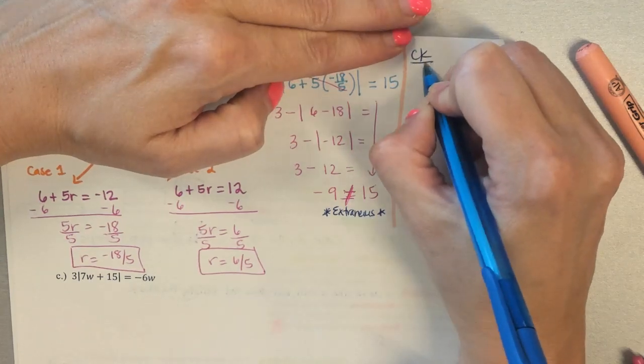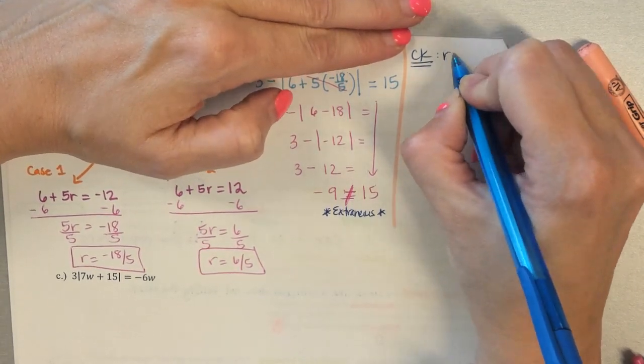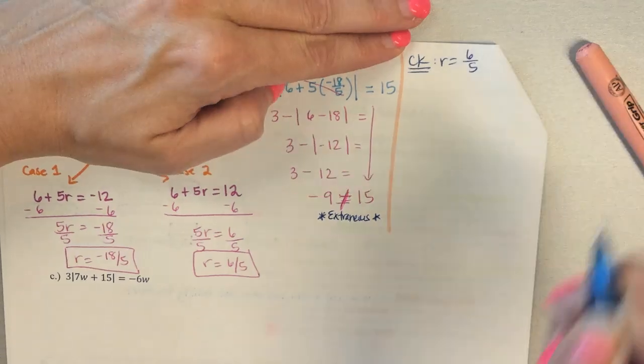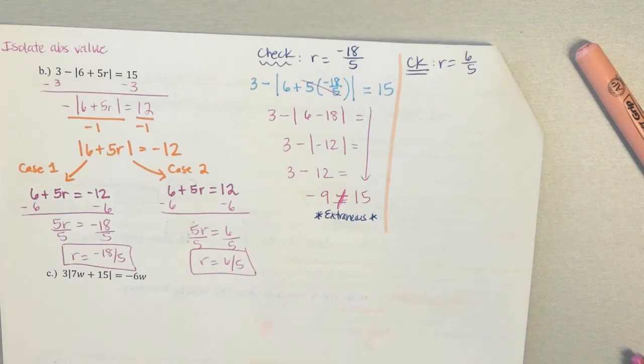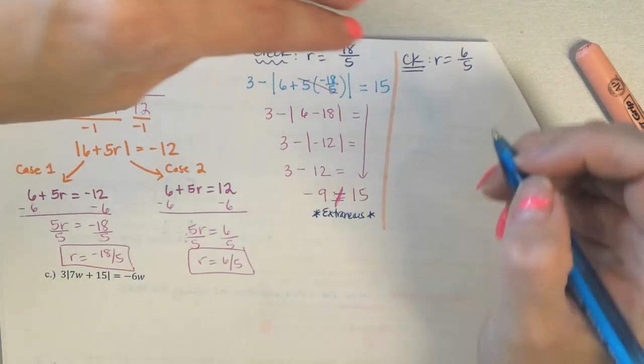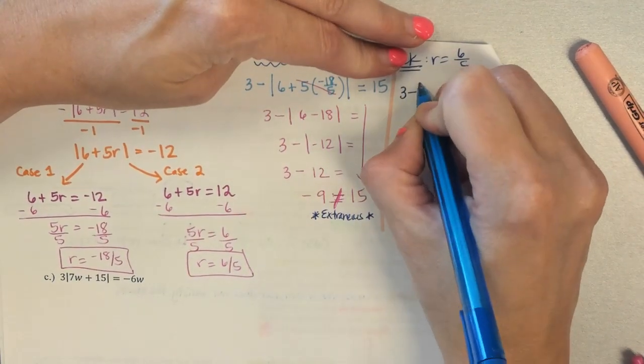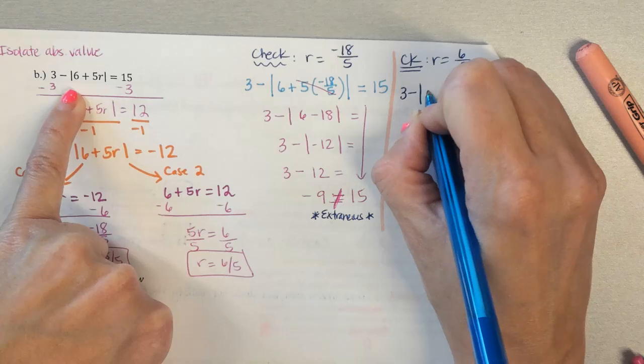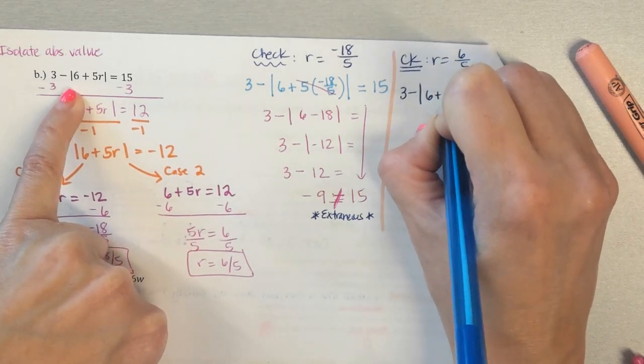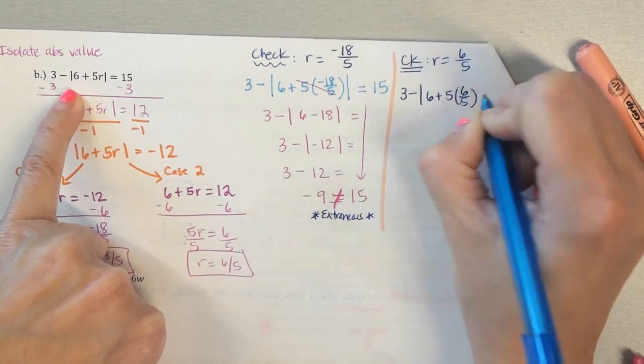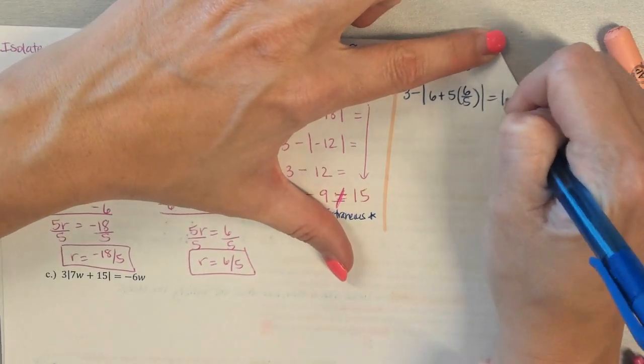And then for checks, sometimes I just write CK. You can do the same thing. Okay, so I have 3 minus, and then I'm just looking back at my original, 6 plus 5 times r equals 15.